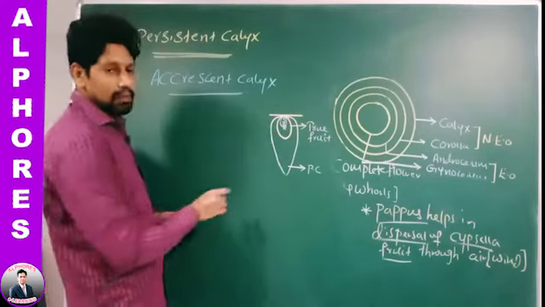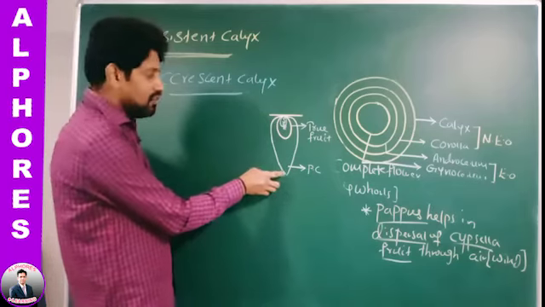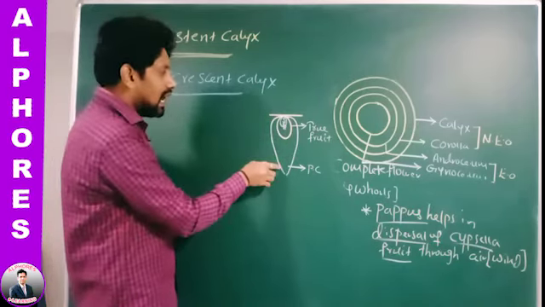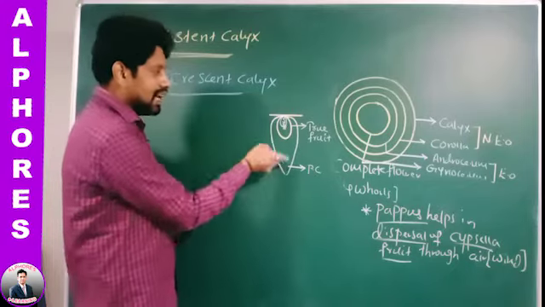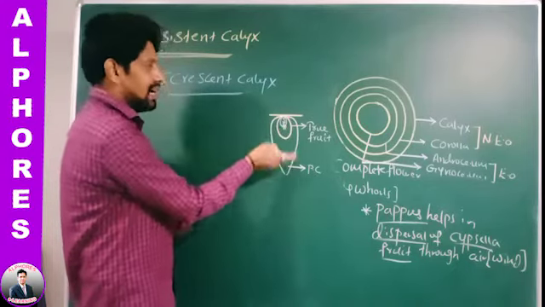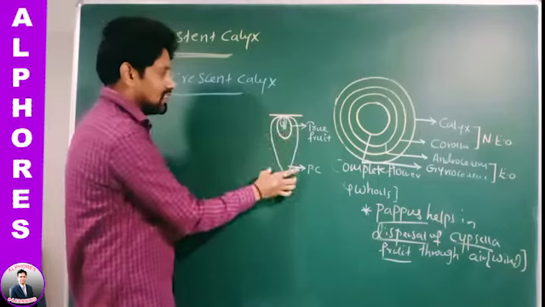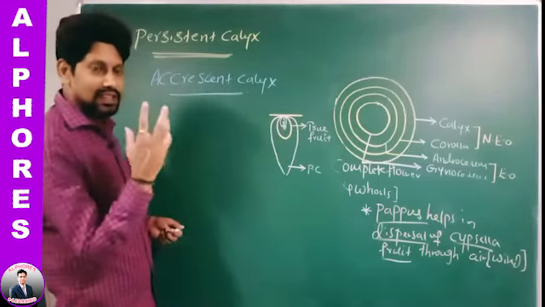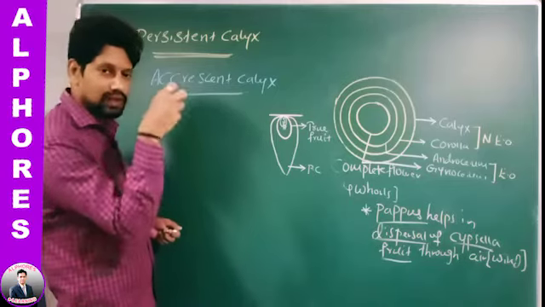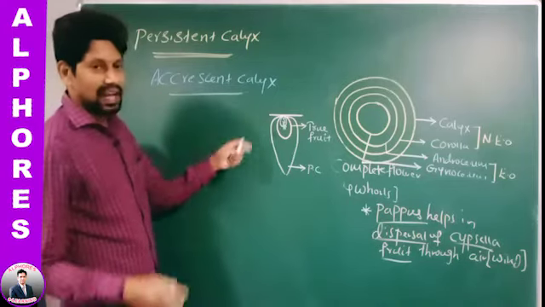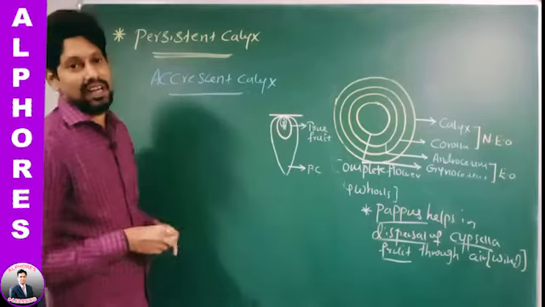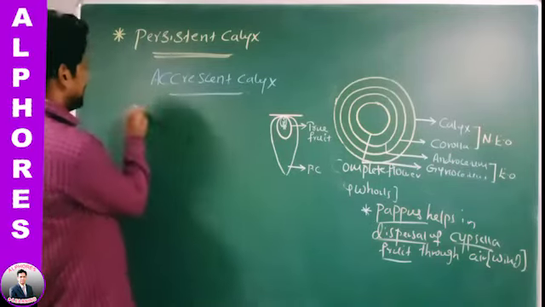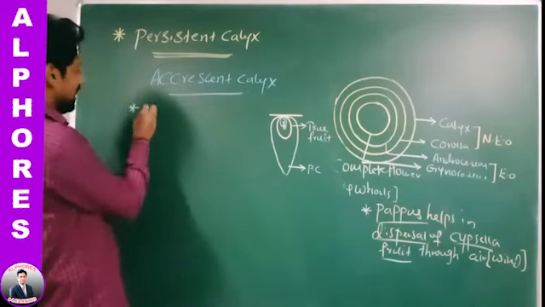Therefore, see, the persistent calyx which is present along with the true fruit, grows along with the true fruit and covers the fruit completely. It means now the persistent calyx is outside, whereas the true fruit is inside, because the true fruit has been covered by the persistent calyx. This persistent calyx is called an accrescent calyx. Therefore, what is the meaning of accrescent calyx, sir?